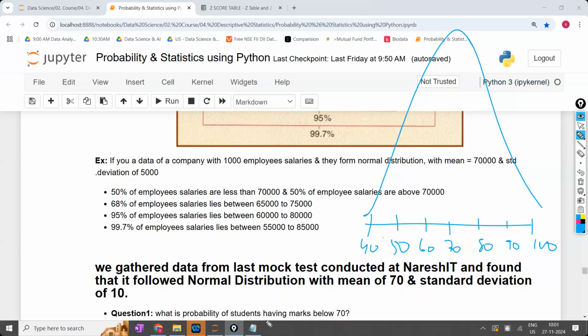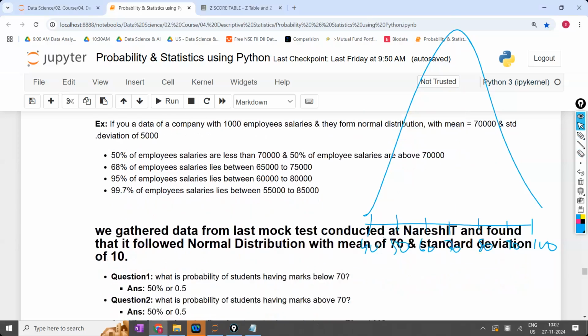Question number 1. What is the probability of the students having marks less than 70? Automatically 50%. You don't need to open the Z table, you don't need to calculate the Z-score also. From the center, left side 50% will be there, right side 50% will be there. That is the first question. Answer is 0.5.